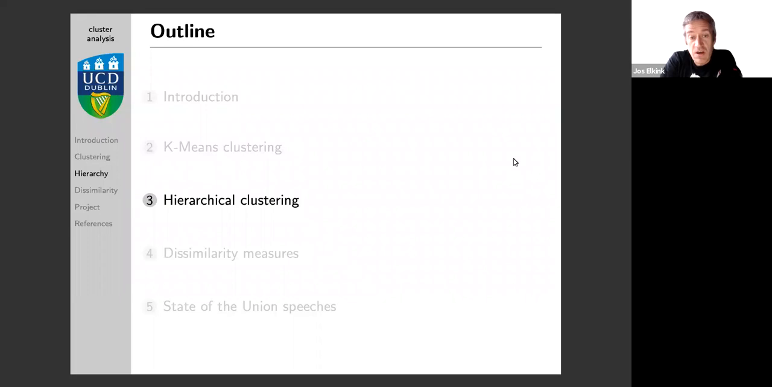Now the big downside, of course, is to have to decide on k, on the number of clusters. Because if we just have a random data set, how do we know how many clusters to find? We can try different numbers and see whether results improve or disprove. It's exactly what we will do in the lab. But there is another approach, and this is called hierarchical clustering.